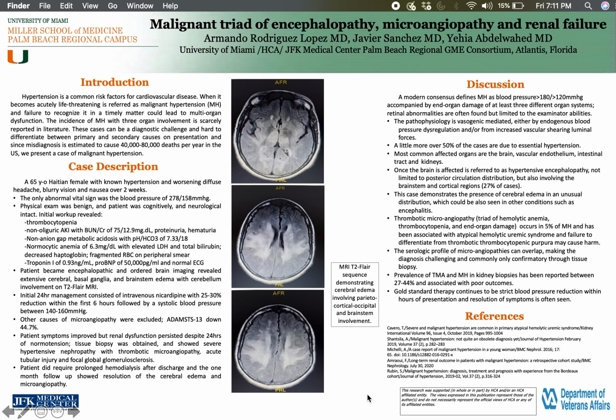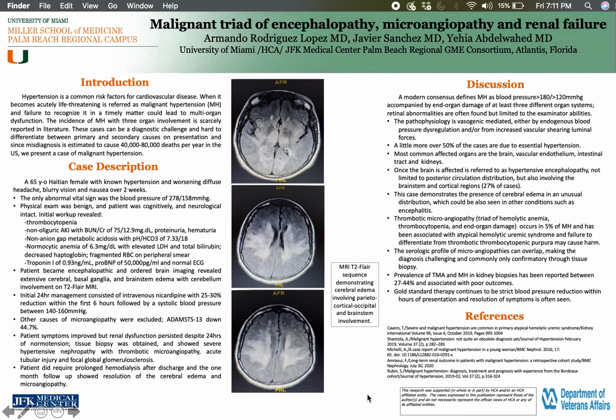Initial workup did reveal thrombocytopenia, a non-oliguric acute kidney injury, and a normocytic anemia of 6.3, with elevated LDH and total bilirubin. Also decreased haptoglobin and evidence of fragmented RBCs without schistocytes on peripheral smear were found. This was all consistent with intravascular hemolysis. The patient did soon become encephalopathic, and brain imaging did reveal extensive cerebral edema.